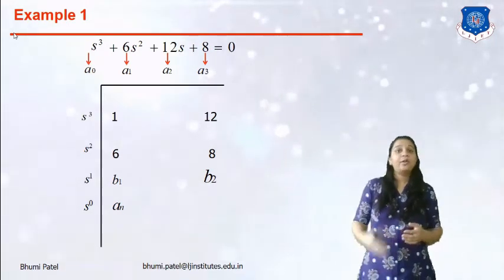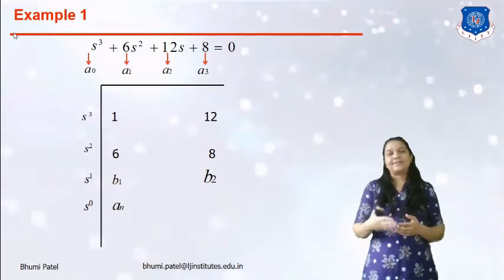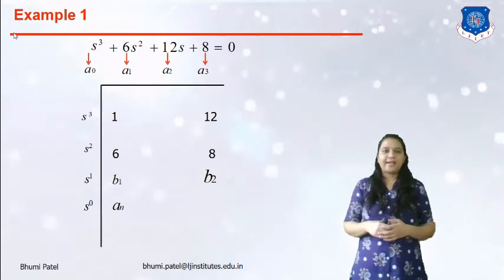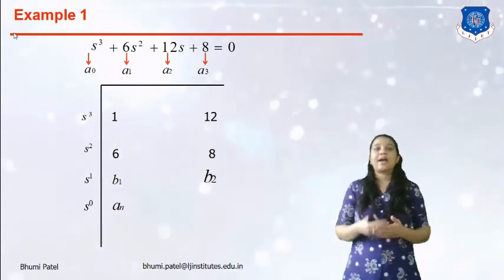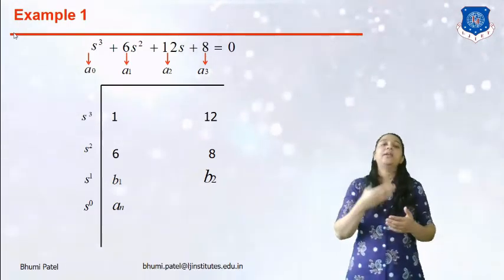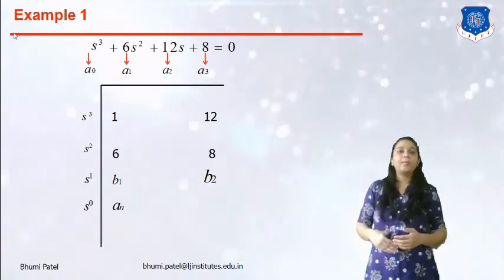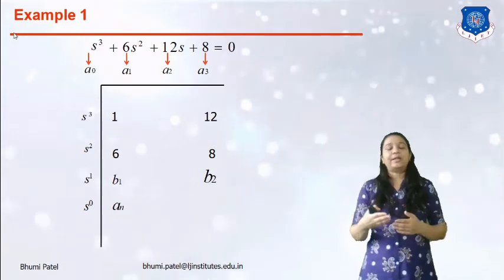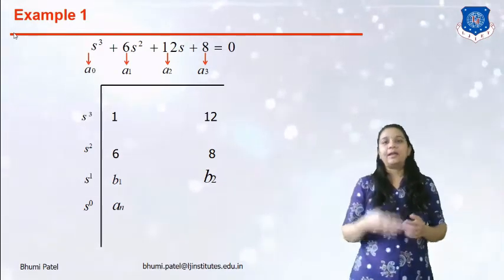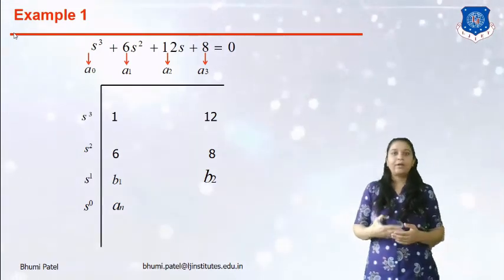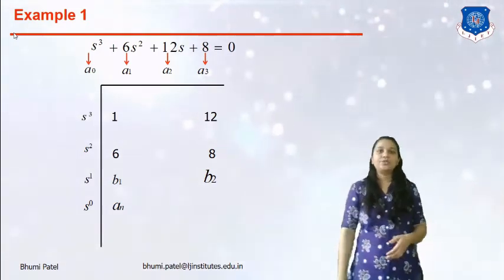First of all, we have to start with the maximum power of s. Here the maximum power of s is 3, so we can start with s cubed. We decrease the power of s and write the table up to s raised to 0. So the table format is like that: s cubed, s squared, s raised to 1, and the last term is s raised to 0.